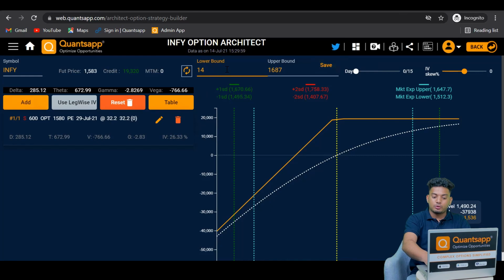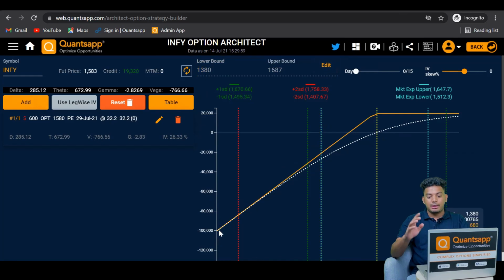Infosys can keep on going in the downwards direction. There is no limit to it. So let's say if Infosys goes up till 1380, you see my loss has increased to 1 lakh rupees approximately on the expiry date. So in selling, because we have sold this in advance, our loss might keep on increasing. So our losses aren't capped at a point, it will keep on increasing. Our losses are unlimited in case of option selling.